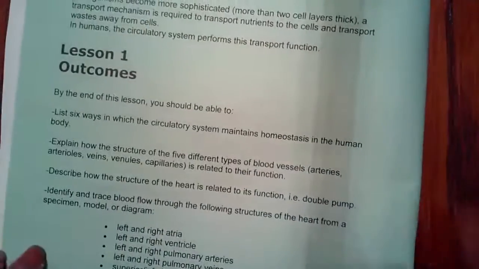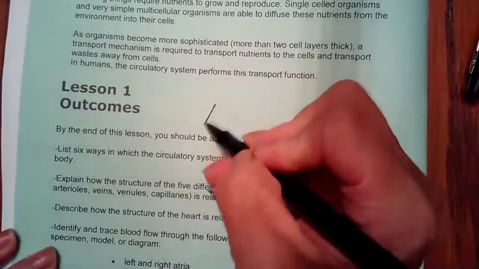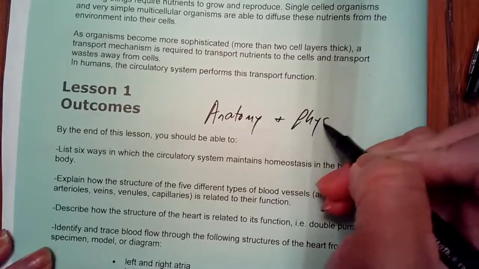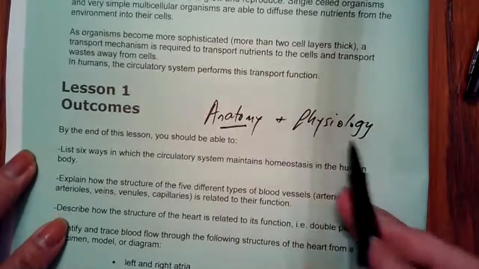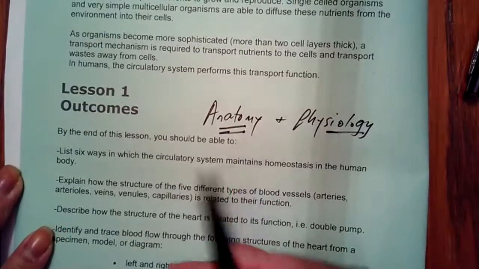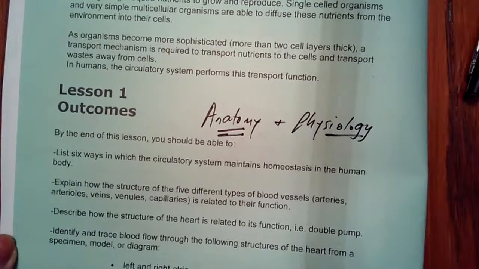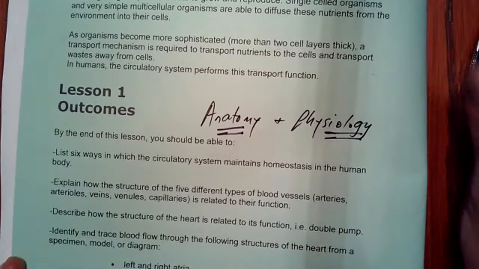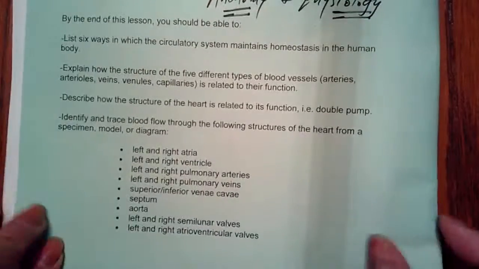So in this lesson, as always, we're going to look at the anatomy and physiology. When you're studying the human body, you take a look at the structure, which is the anatomy. So we have to learn the parts, the structures of the circulatory system, and what these parts do. That will be the physiology. And we're going to be looking at a diagram later.